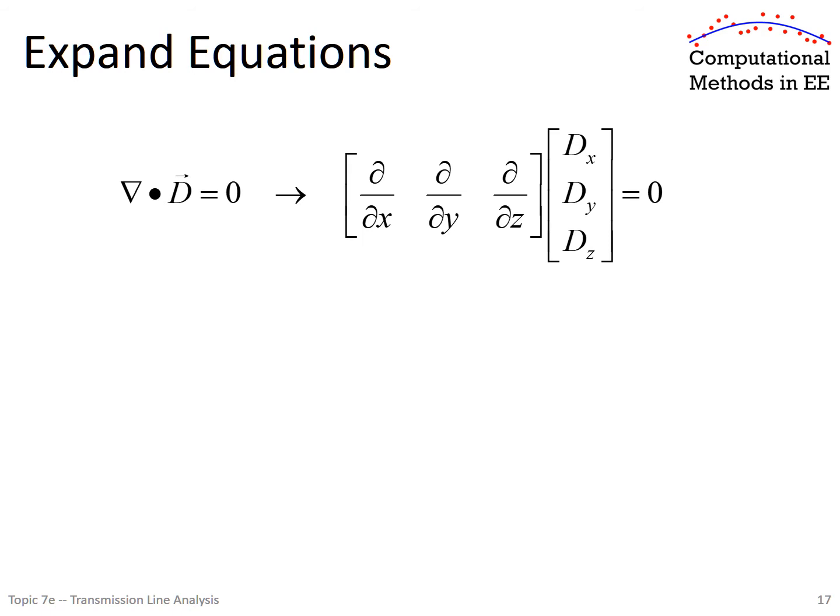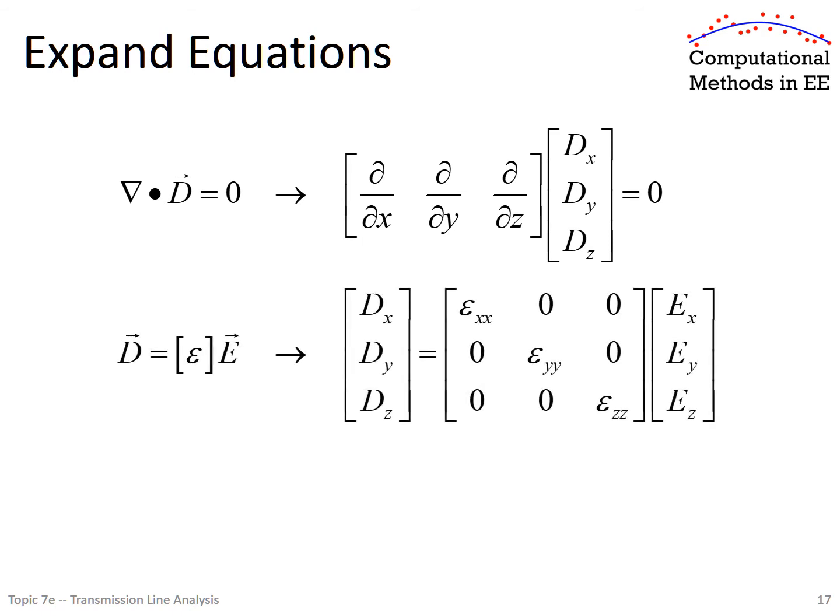We can take our first equation and expand it a little bit. Our D we can write as a column vector of the x, y, and z components, and then the dot product would put our derivative operators in a row vector. So we've expanded our divergence equation into a matrix form. This is not really the matrix form for finite differences. We're still in an analytical closed form symbolic land.